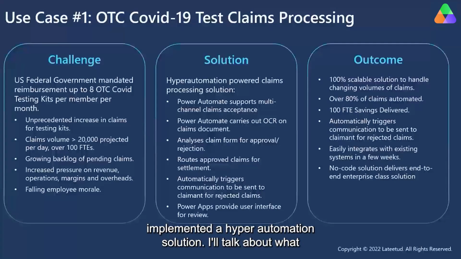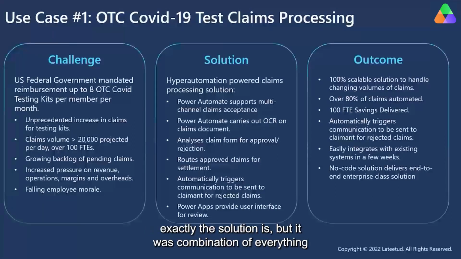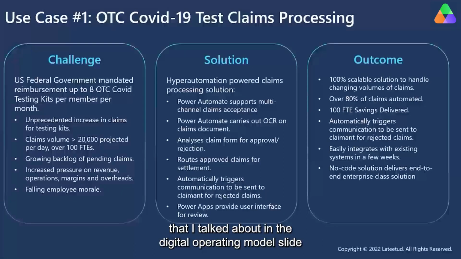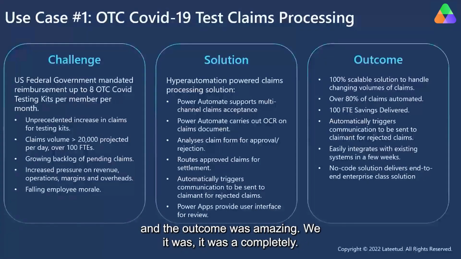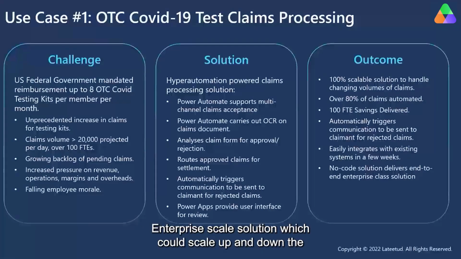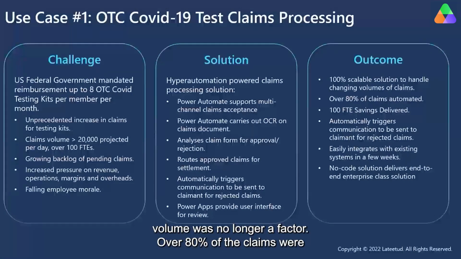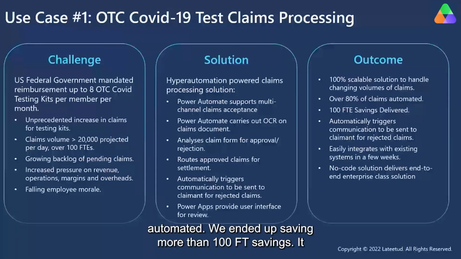We implemented a hyper automation solution. I'll talk about what exactly the solution is, but it was a combination of everything that I talked about in the digital operating model slide. And the outcome was amazing. It was a completely enterprise scale solution, which could scale up and down. The volume was no longer a factor. Over 80% of the claims were automated. We ended up saving more than 100 FTEs.